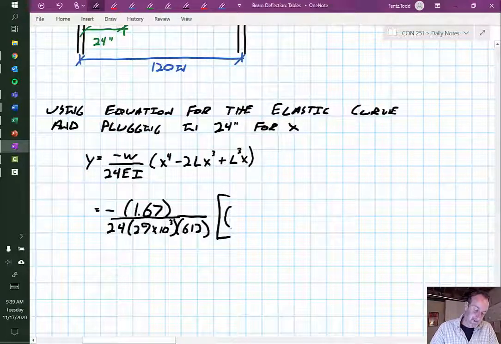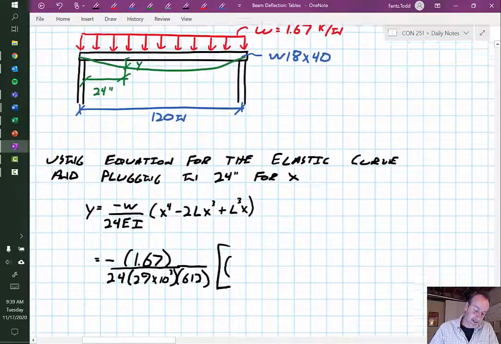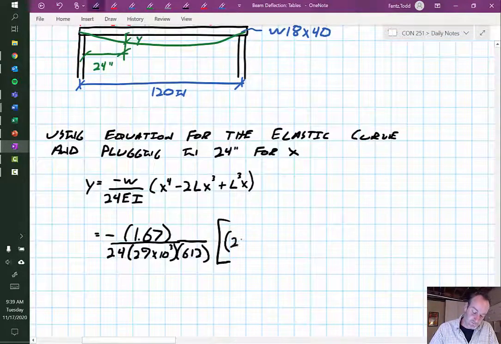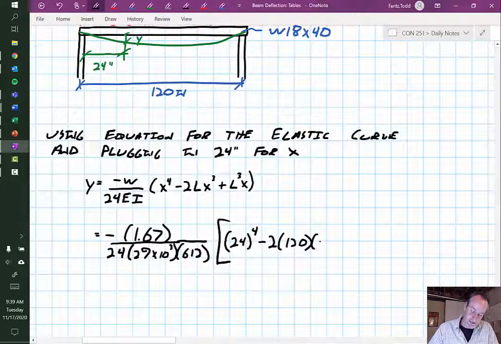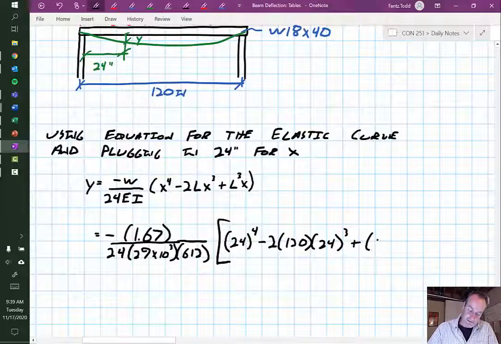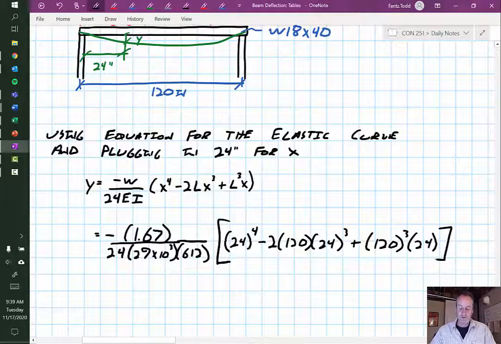Now this X, what is X? X is that distance away from the end. In inches is 24 inches. So we have 24 to the fourth power minus 2. The total length is 120. That X, once again, is 24. Now I'm cubing it. Plus the length, 120, cubing that. X, 24. Just a lot of stinking algebra, right?